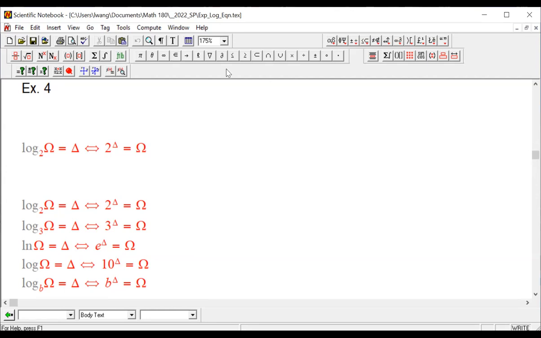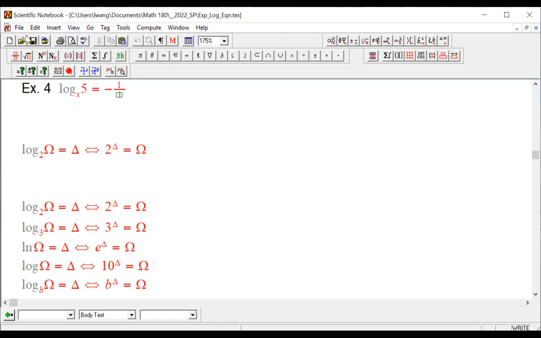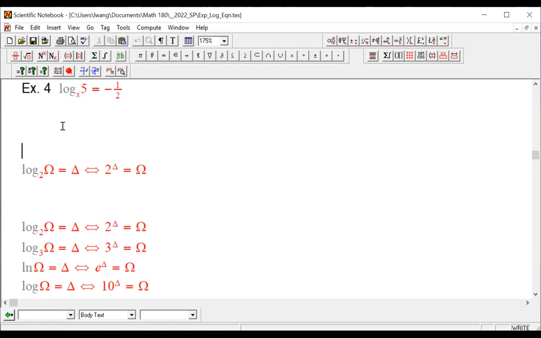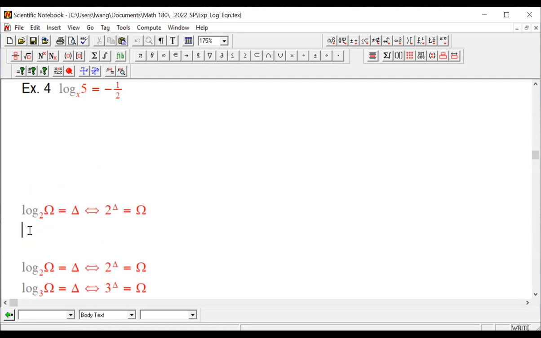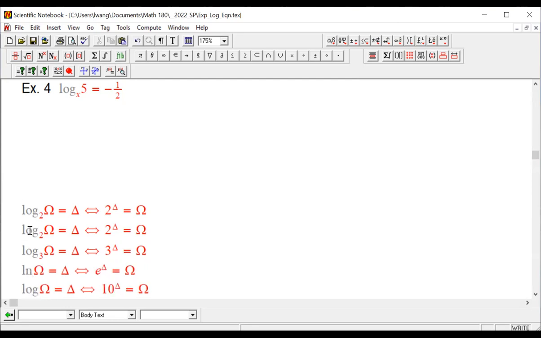And this question goes like this: log base x of 5 equals -1/2. We don't know the base, so the graphing method may be too much work. It can be done, but it could be too much work. Why too much work? Because you don't know which base, right? For every base, you get a picture. So you kind of hit and miss, especially since you don't know what the answer is going to be.